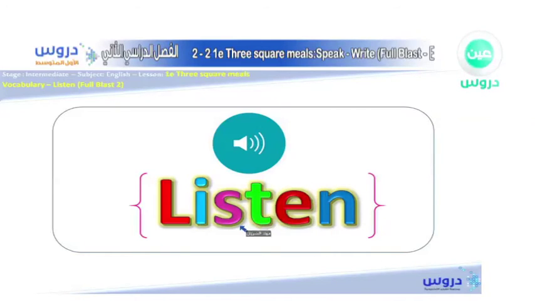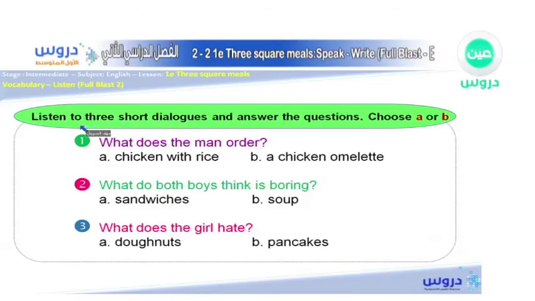Okay, so we're going to listen now. I'm going to read something, and I want you to listen and answer the questions, okay? Listen to three short dialogues and answer the questions. Choose A or B. Whenever we have something like this, what do we have to do first? We have to take a moment and read. You have to read the question and the options, so that everything will be quite clear to you. So, take a moment and read this with me.